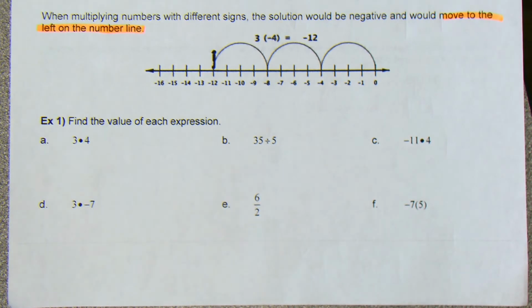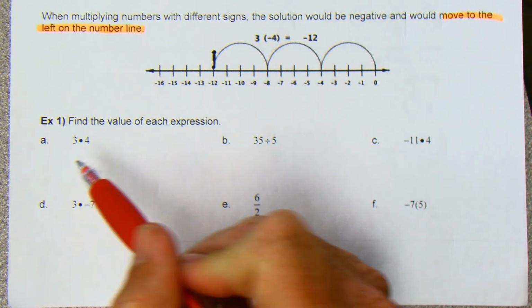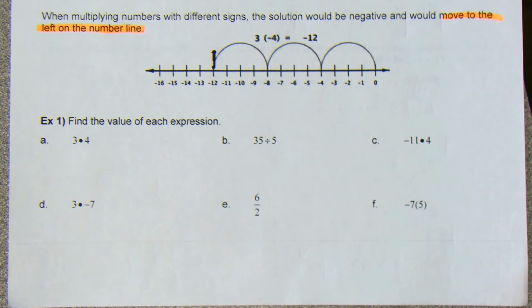So this first one here, we have 3 times 4. The first thing that I want us to think about is, is this going to be positive or negative? And if you see, it looks like we have the same sign, right? We have a positive 3 and a positive 4, so it's going to be positive. Same sign means positive.